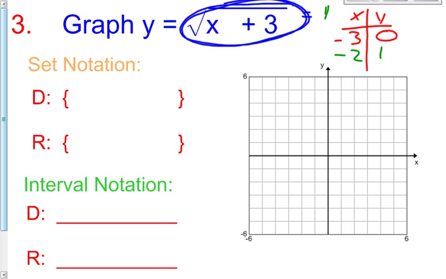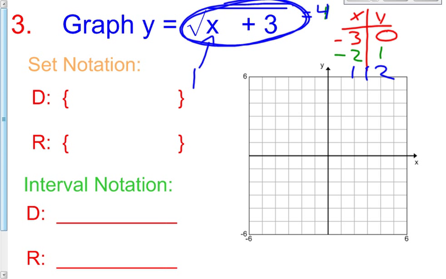So if I get a 4 here, I know that my x value has to be a positive 1. Because 1 plus 3 is 4, and the square root of 4 is 2. So when I put in 1 for x, the y that I get in turn is a 2.